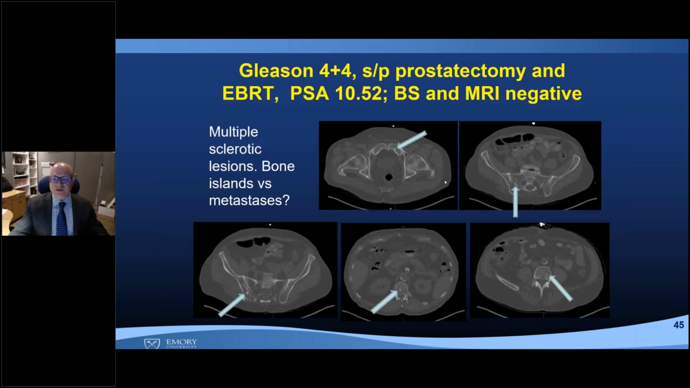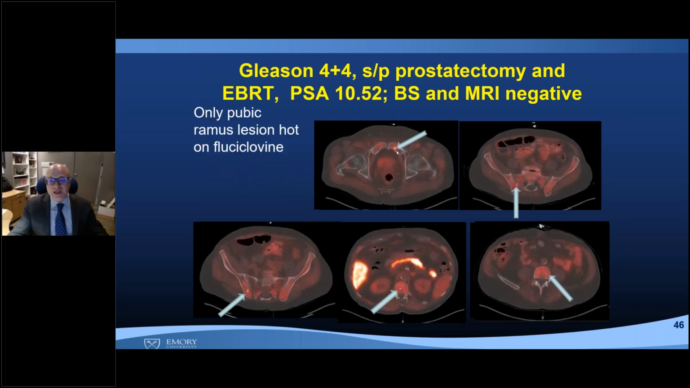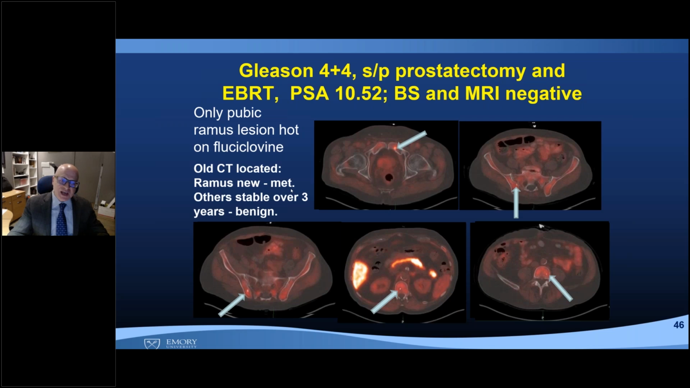Sometimes we have a case like this where we have multiple scleroses on CT and it's hard to tell what's happening. This patient had a PSA of 10.5 and the planar bone scan and MR were negative. So are these bone islands or are they metastasis? Well, fluciclovine can really help, because with fluciclovine, that pubic ramus lesion lit up, the others did not. And we managed to get a CT scan from over 3 years before, and all these were stable except this was a new sclerosis. So this was the MET, and you could direct biopsy to that area.